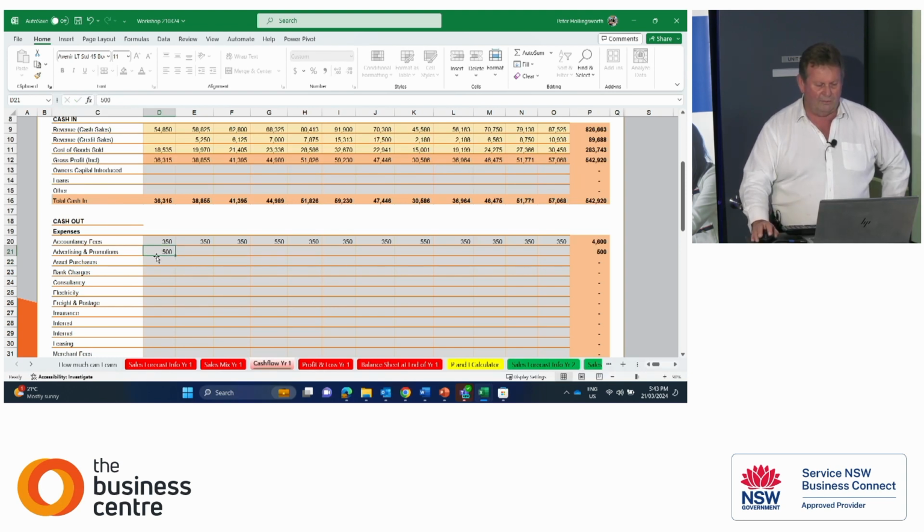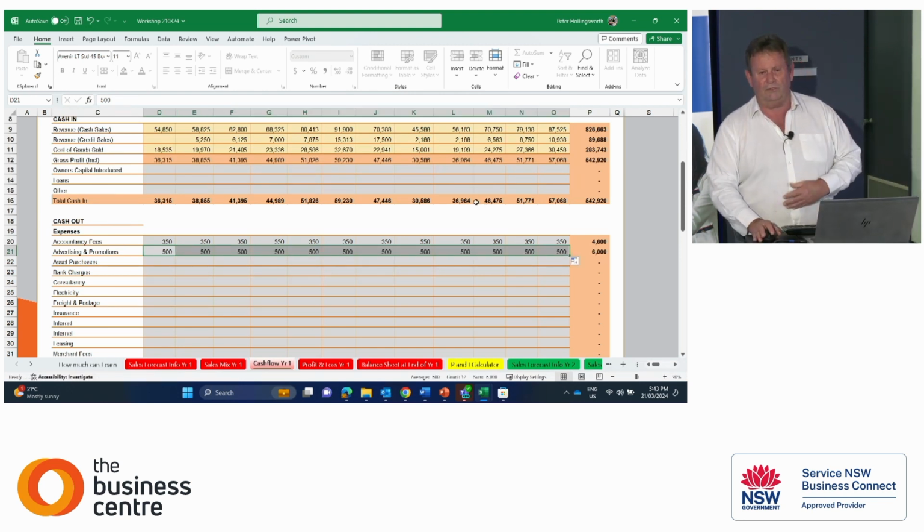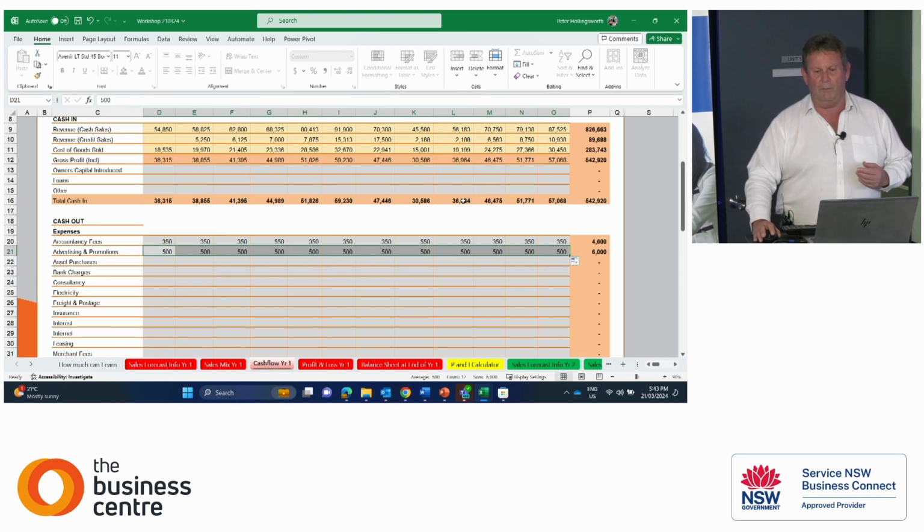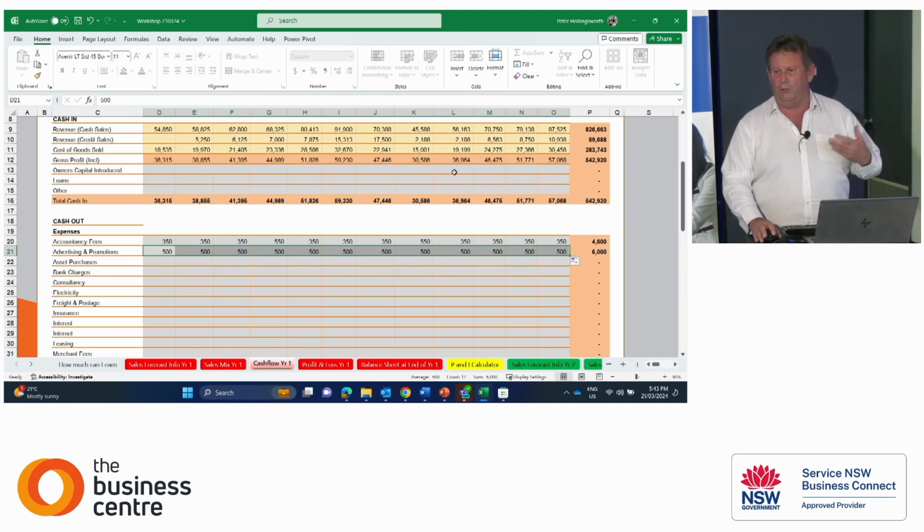Advertising and promotion takes many different forms. It could be a set amount that you pay for your social media advertising, or you might pay a graphic designer to do some work for you on your website, or whatever that might be. You might put an ad in the yellow pages, remember that, or the classifieds in the newspaper. Whatever your bent is, make sure you try and capture those costs there.